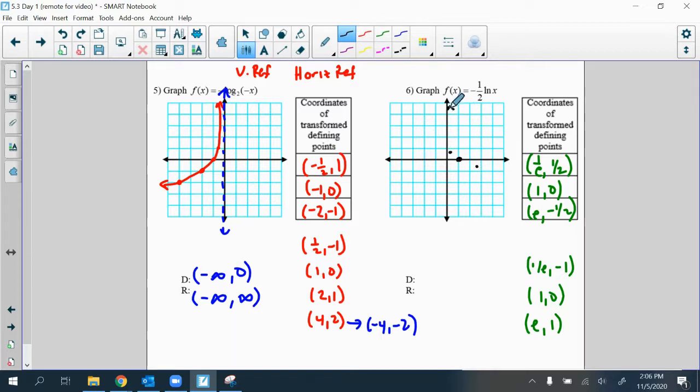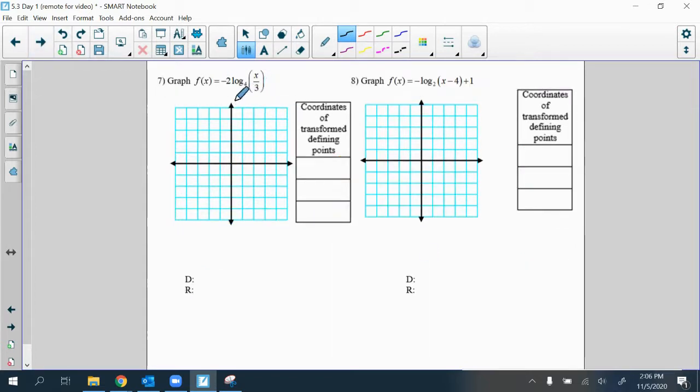So this function got flipped vertically, that's the negative up here, and a vertical stretch of 1/2. So notice that the graph goes this way, and it kind of elongates how far it takes in order to get somewhere. The domain is still 0 to infinity because nothing changed with the x values, everything was vertical. And then I have -infinity to infinity. Two more of these to do together.